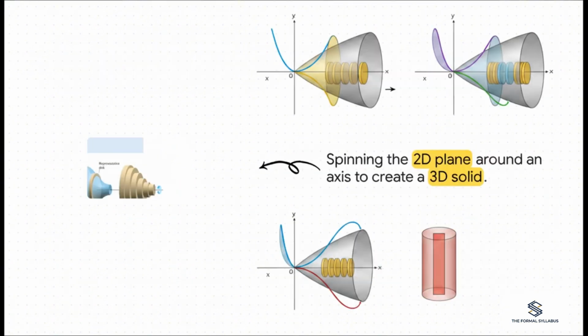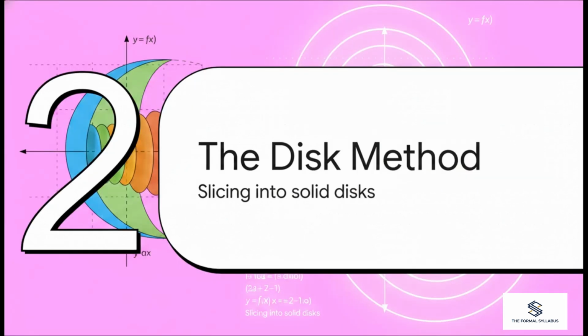Okay, let's dive into this, because this right here is where the magic actually happens. Imagine grabbing that flat 2D area and just spinning it continuously around a line like the x-axis. As it whips around, it sweeps through the empty space and generates a completely solid 3D shape, what we call a solid of revolution. Suddenly, that flat shaded region is a real physical object. But how in the world do we find its volume? Which brings us to section 2, the disk method.